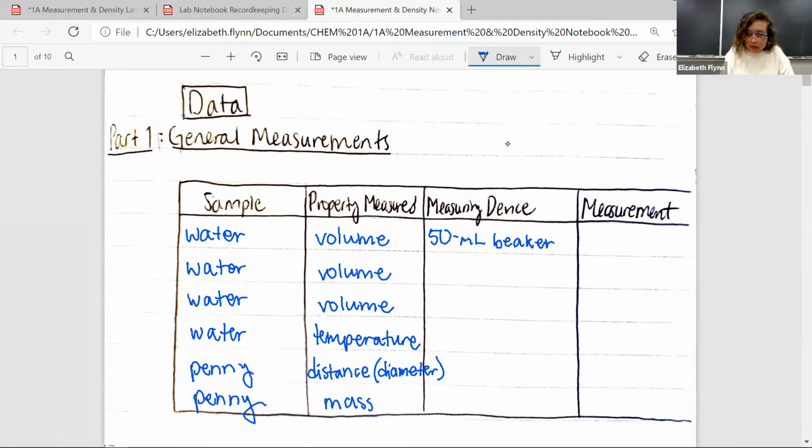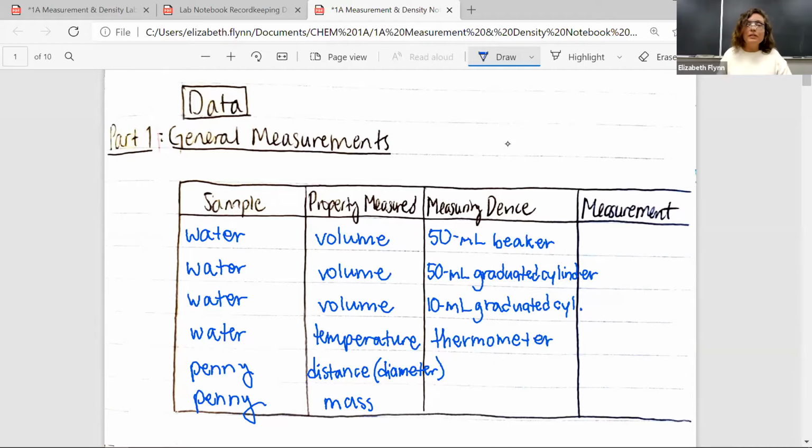We're also going to measure the water using a 50 milliliter graduated cylinder, as well as a 10 milliliter graduated cylinder. These are all glassware that you have in your kit. You're also going to measure the temperature using a thermometer. You also have one of those, a thermometer, and a ruler. You'll need to find a ruler.